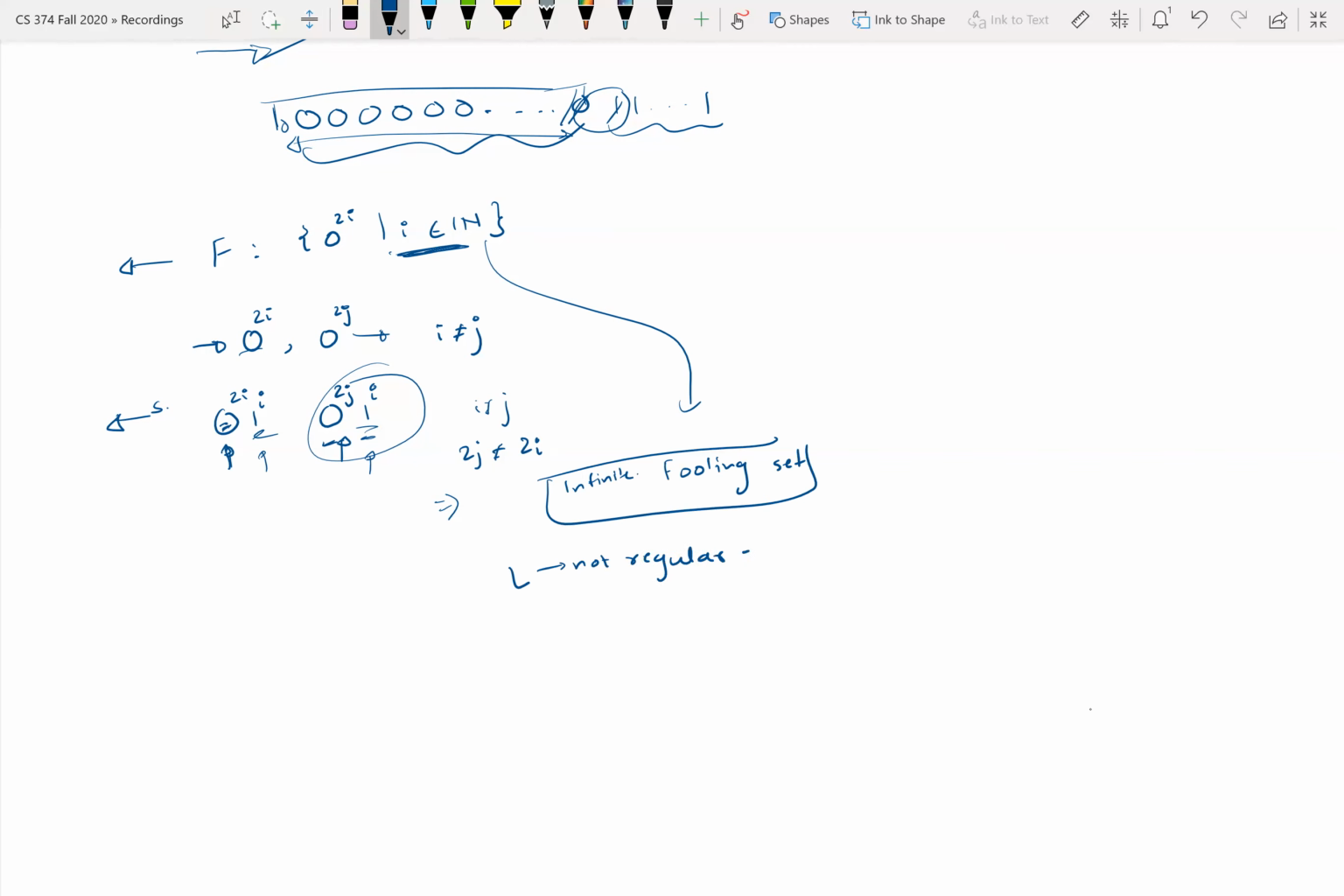Okay, so that's it for this question. I hope you understood the concept of Fooling sets, and I hope you understood the explanation for this problem.